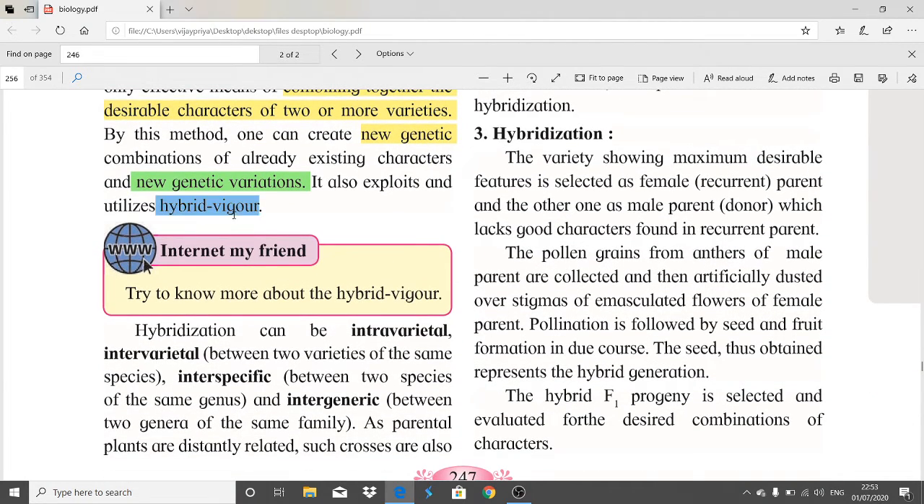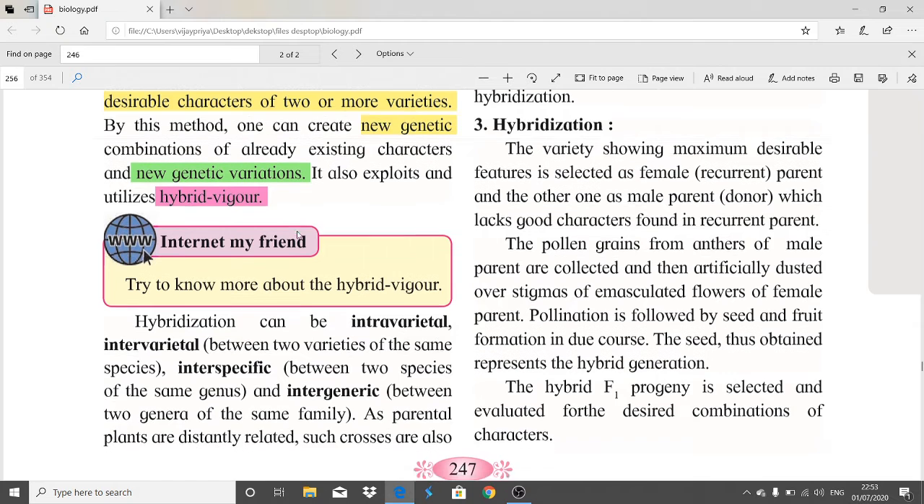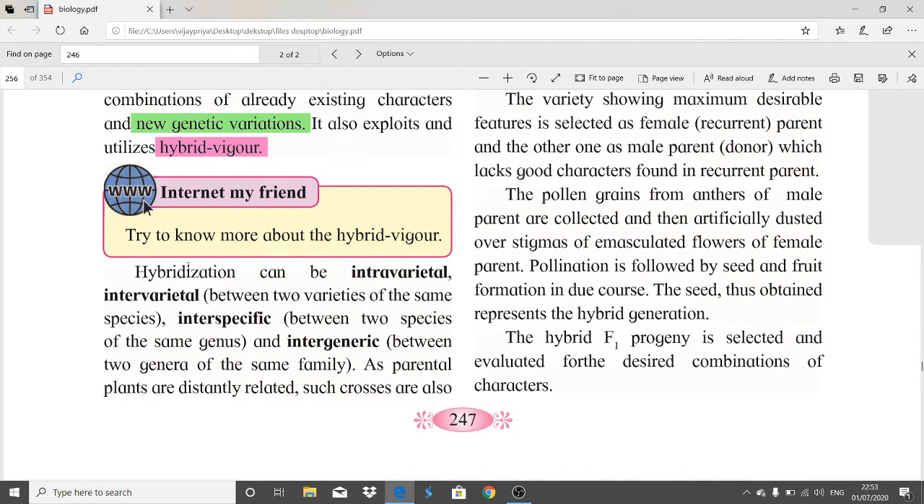Now, what is hybrid vigor? This is a new terminology, so it can be asked. This you have to remember. Hybrid vigor means the tendency of a crossbred individual to show qualities superior to those of both the parents. So hybrid vigor is more superior than the parental plants.